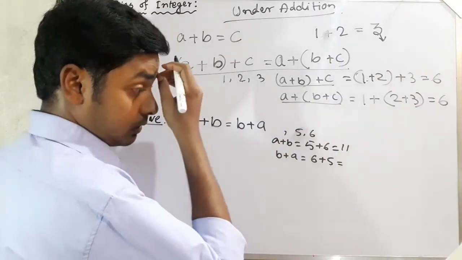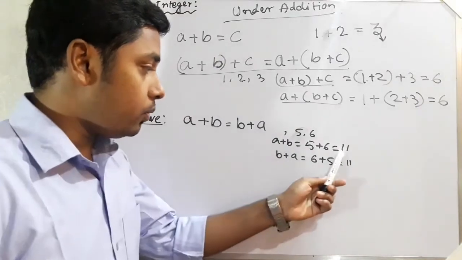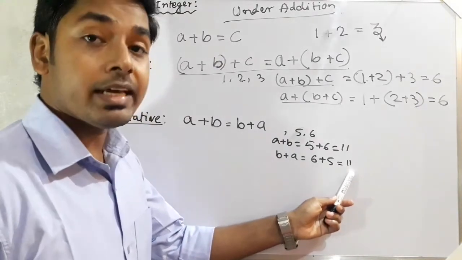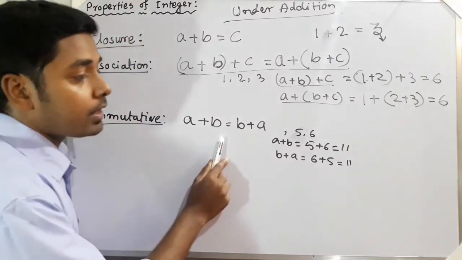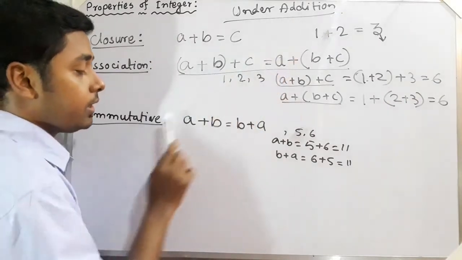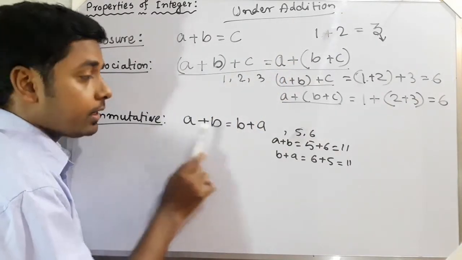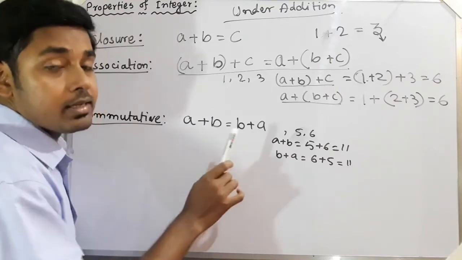Okay, so we will get what? Also 11. That means in both cases we are getting the same answer. That means what? For the commutative property, order doesn't matter. Whenever we are talking under addition, then for the commutative property, order of the numbers doesn't matter.